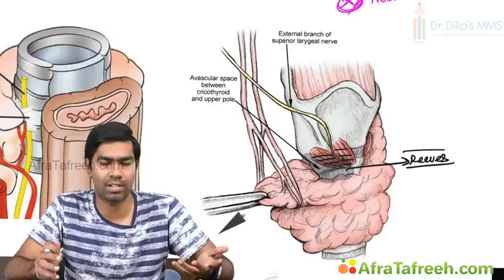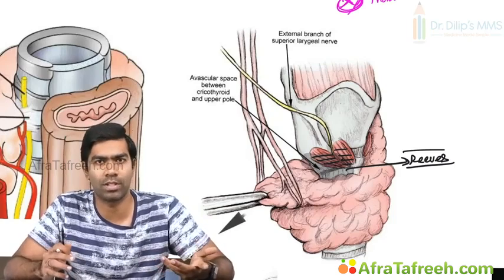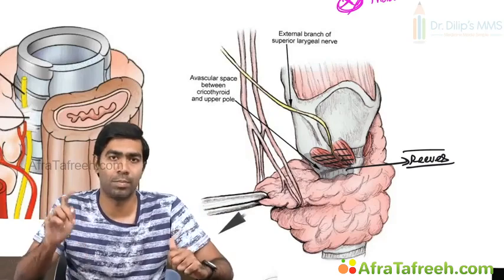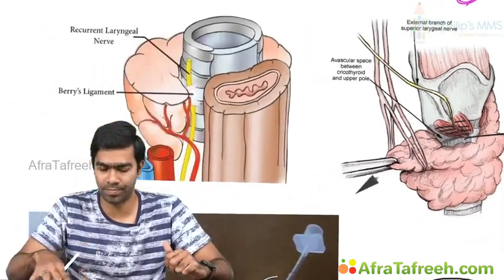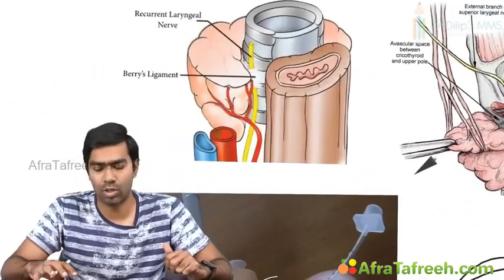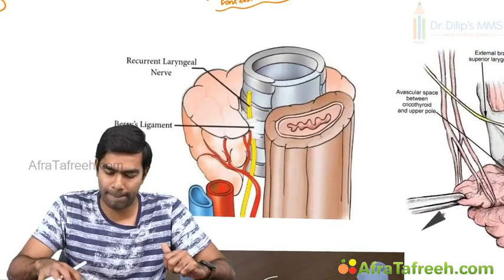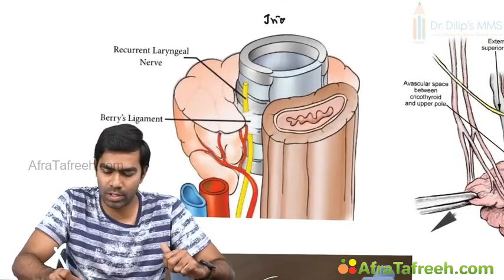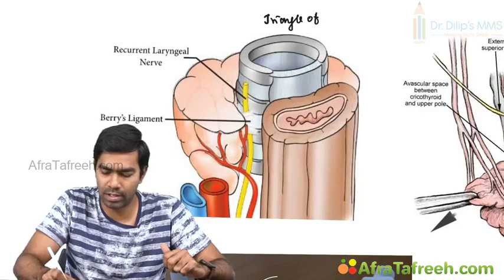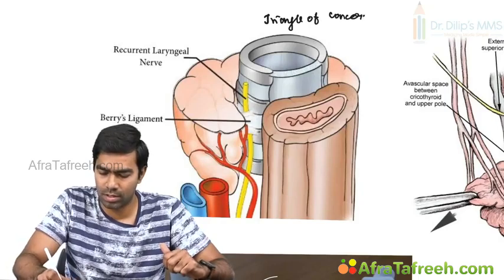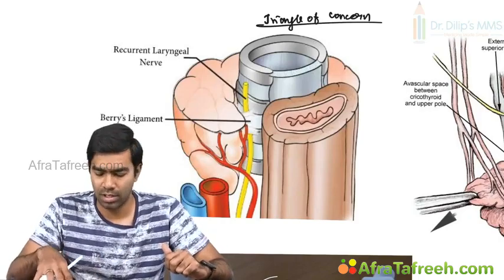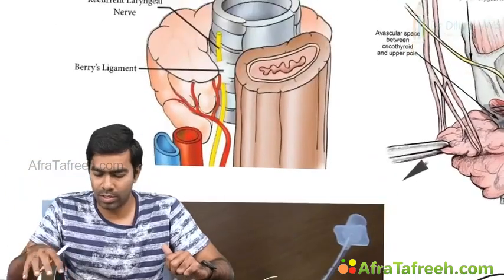But this is an avascular space because this area is not associated with that much risk of bleeding. But there is one other area that is going to be associated with a very high risk of bleeding. That is called the triangle of concern. In fact, this is going to be the most common site of bleeding intraoperatively. Clear? This is called the triangle of concern. So where is the triangle of concern?